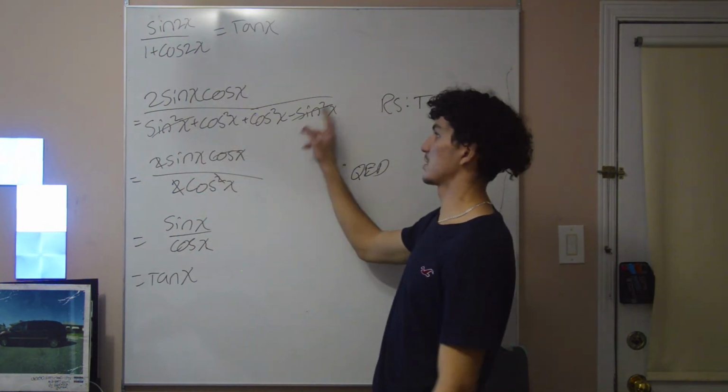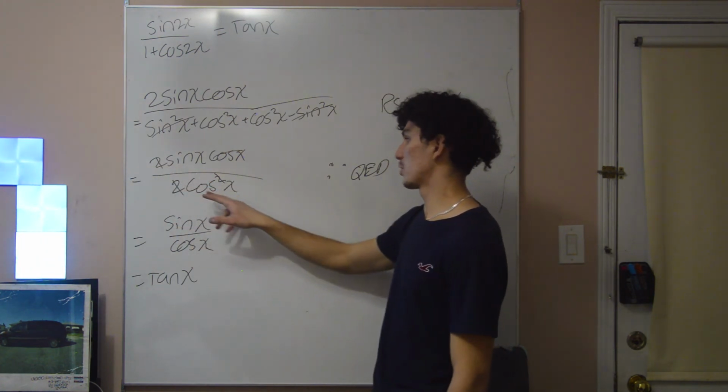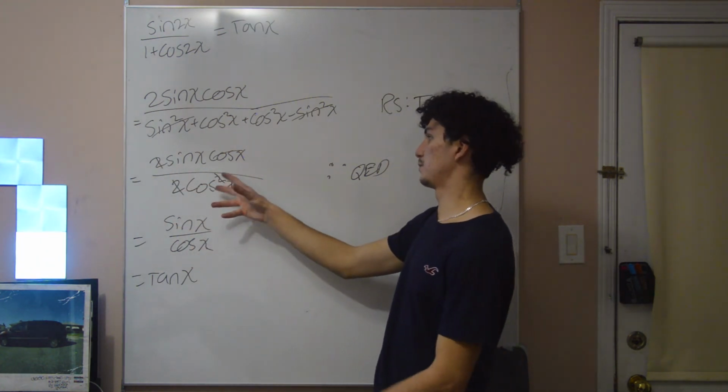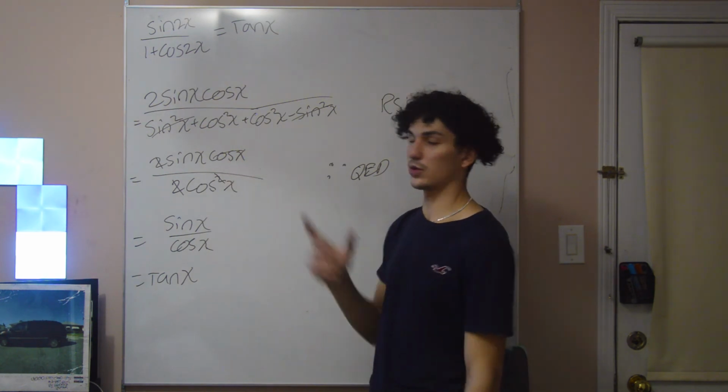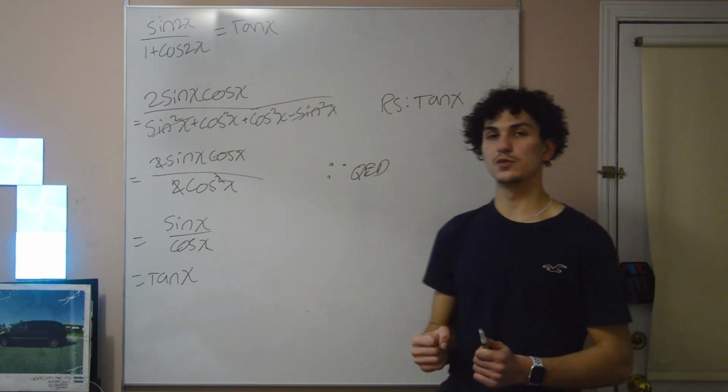Sine squared x minus sine squared x zeroes out. That's the same, so it becomes 2. The 2's can cross out, and a cos squared basically just becomes cos, and that one crosses out. We're left with sine over cos, which becomes tan. Let's move on to the next one.